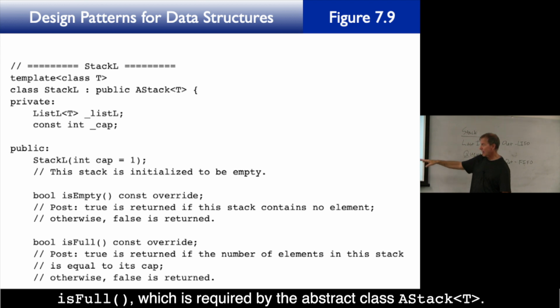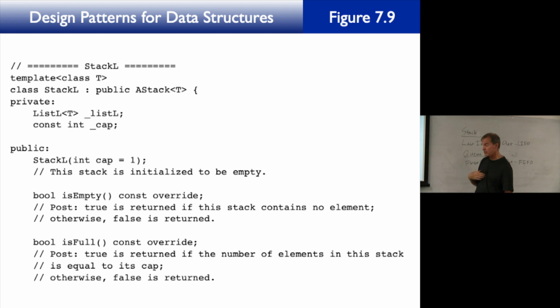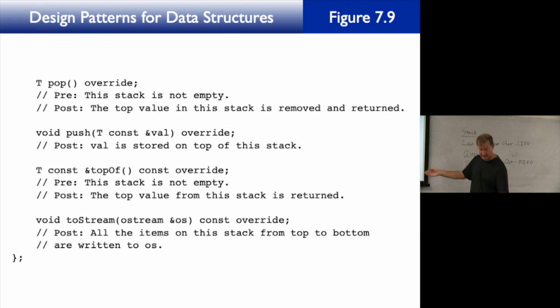And furthermore, what is the user going to want with the list? He's going to want an is empty, a pop, a push, a top of, a toStream. He's going to want all that. So to get this stuff from the list, we would use whatever our linked list is, dot the function that we already made in the other one.